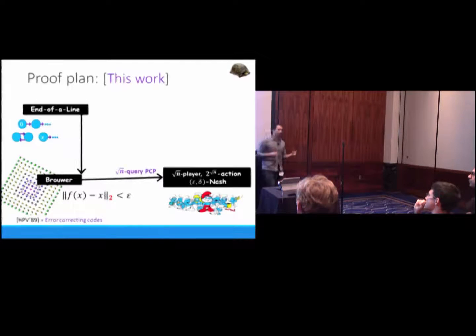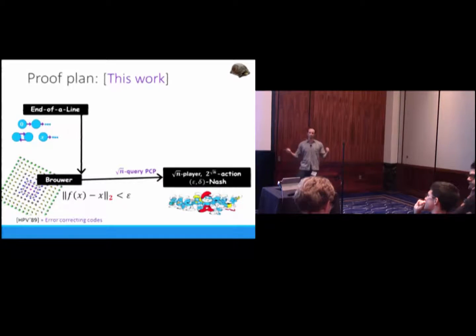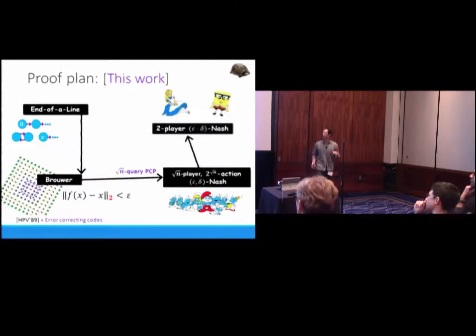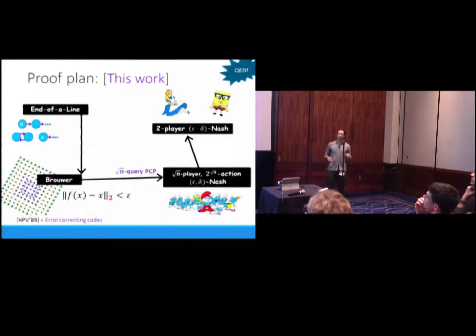And each player has, if you're being queried about root n bits of your proof, then you have 2 to the root n possible answers. So each player is going to have 2 to the root n actions. So this is the sub-exponential blow-up, and that means a reduction in sub-exponential, so we get a quasi-polynomial hardness for 2-player Nash in epsilon delta. And up to a lot of omitted details, this is the entire proof.